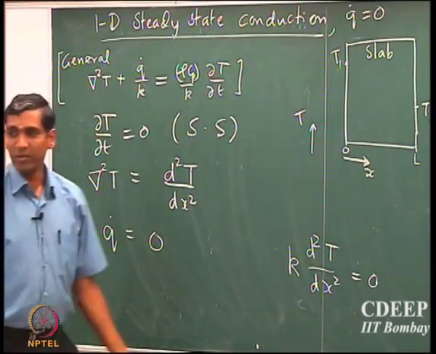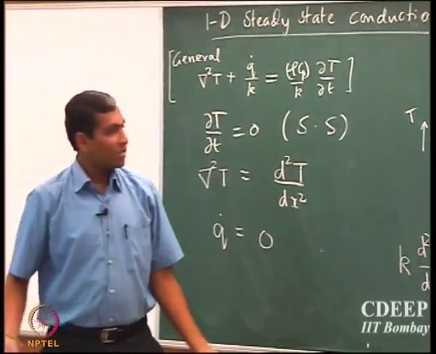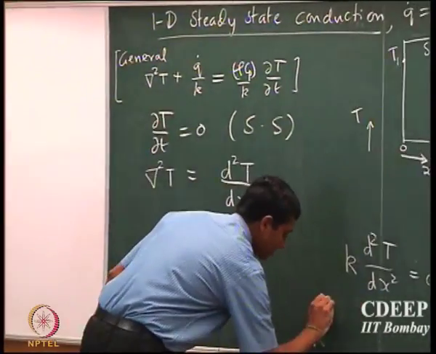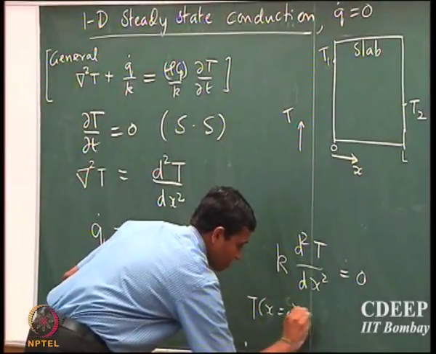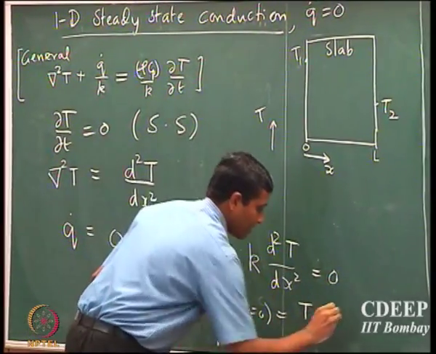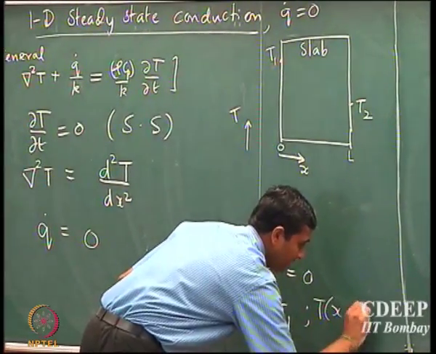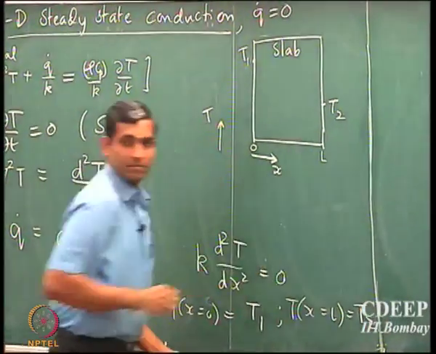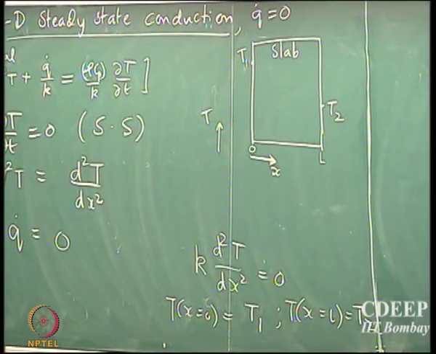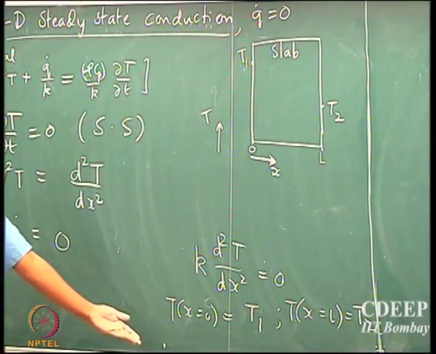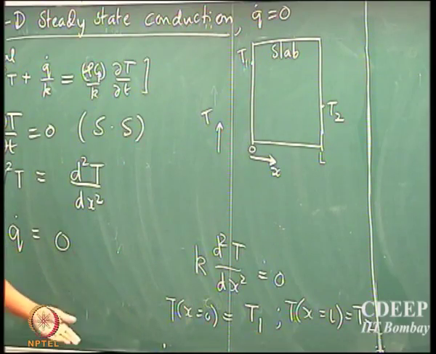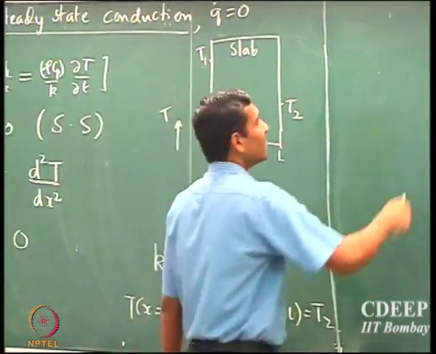What are the boundary conditions? So at x equal to 0, T equal to T1, and T at x equal to L equal to T2. Okay. Can I solve this equation? Of course yes, you have done this. It's not a big deal.